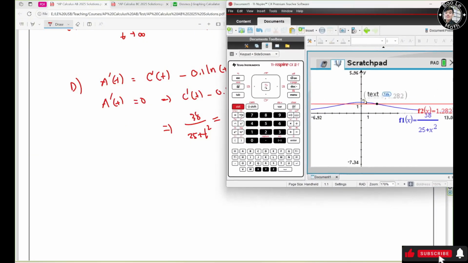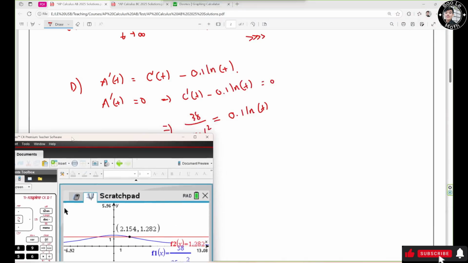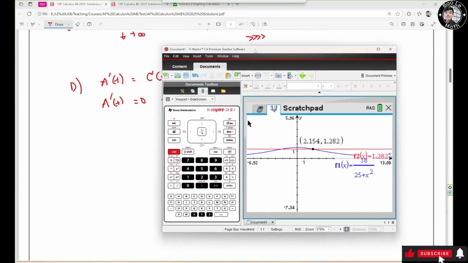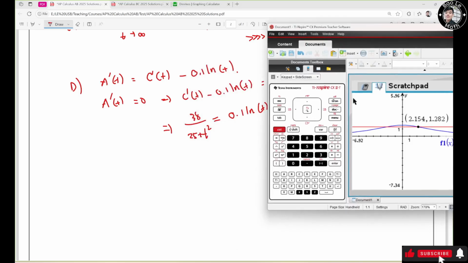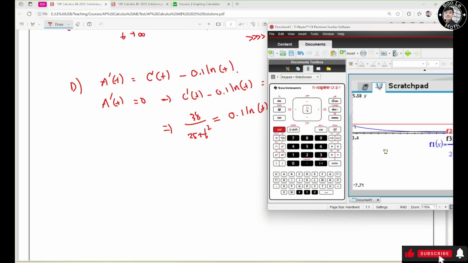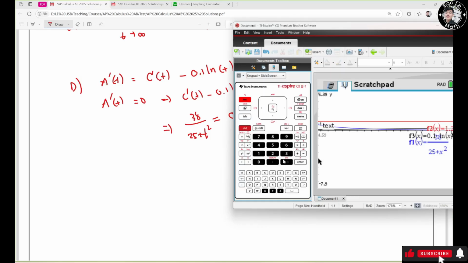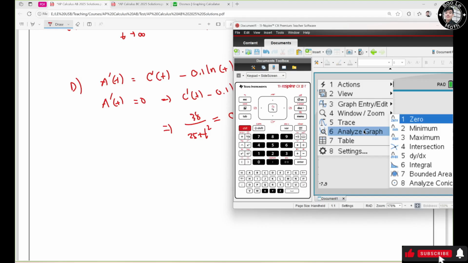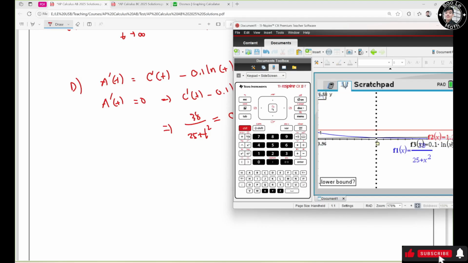The first graph is the blue one. The second graph should be 0.1 natural log of t, so I need to hit tab and put in 0.1 natural log of s. And I hit enter, so you will see it. The intersection should be right here, so I need to hit menu, analyze graph, intersection. Now I move my cursor to the left of the intersection, then to the right of the intersection. The answer is 11.44.